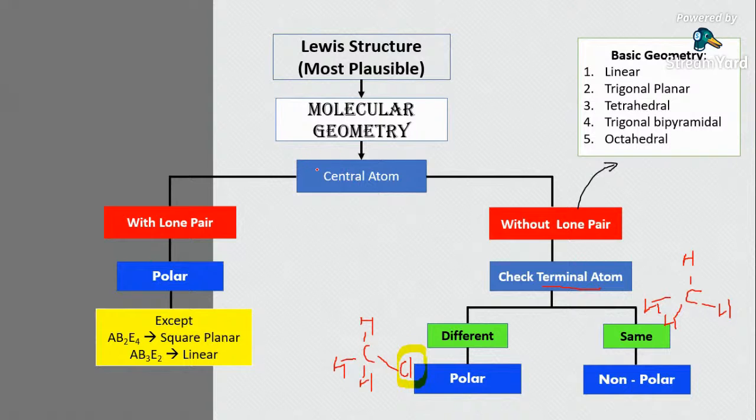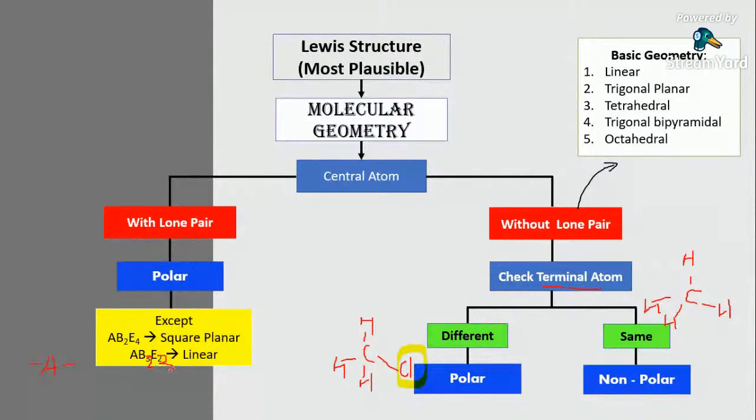And then for the central atom with lone pair, normally it is polar, besides square planar and linear. For the AB3E2, when you draw the AB3E2, it should be like this. Okay, the... suppose it's AB2E3.